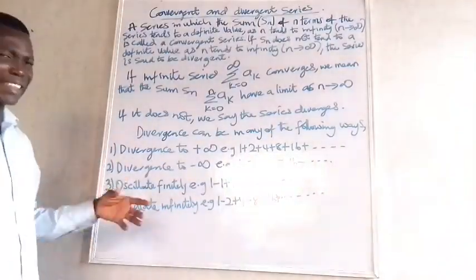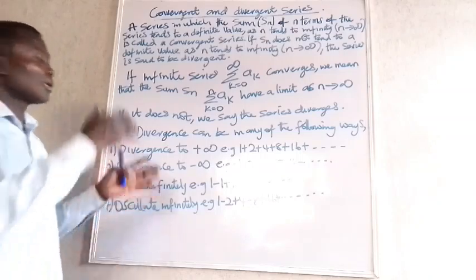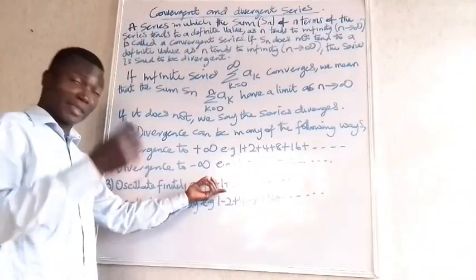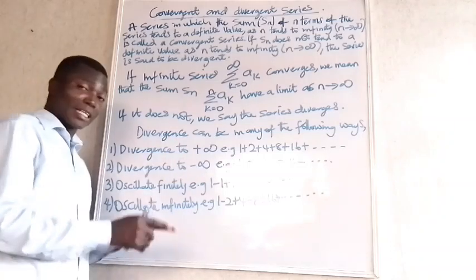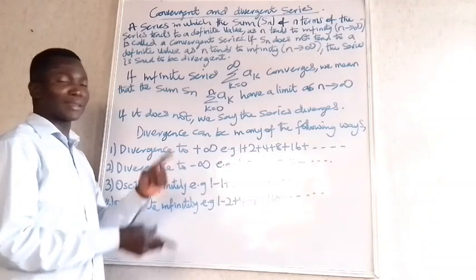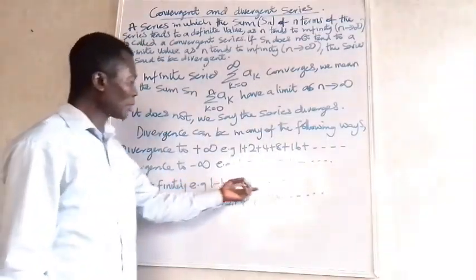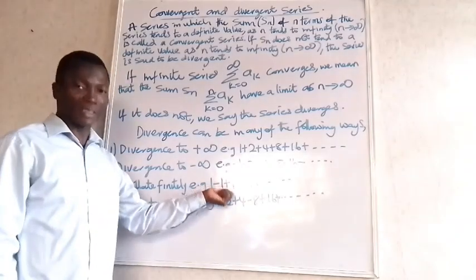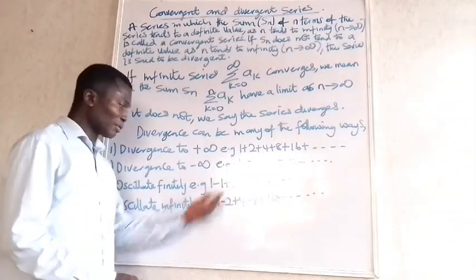Now look at the third one. Oscillating finitely. That is, at a point, this one can have a specific value, at the other point, it can have another specific value, but it will always change between the two values. Like this one, if you look at it, the answer will either be 1 or 0, 1 or 0. That is how it will be like.